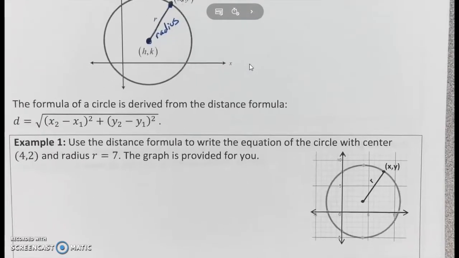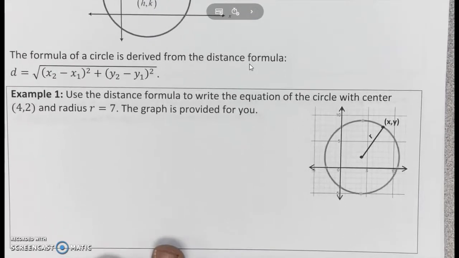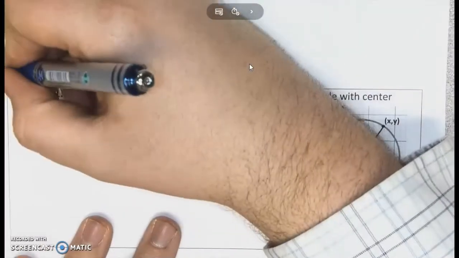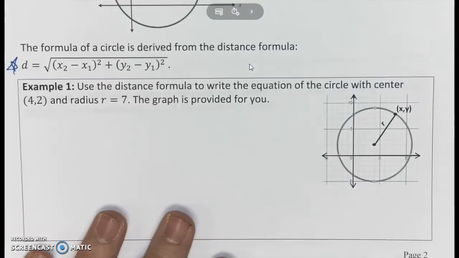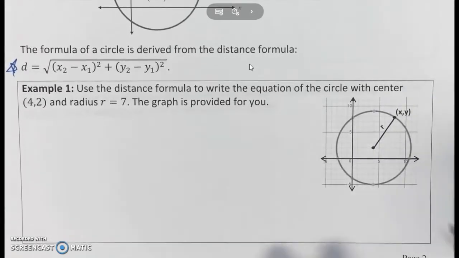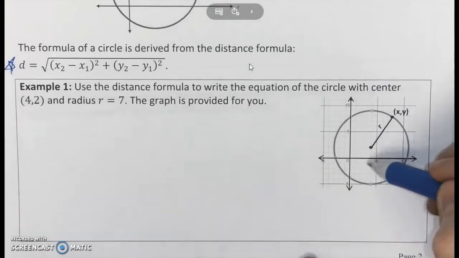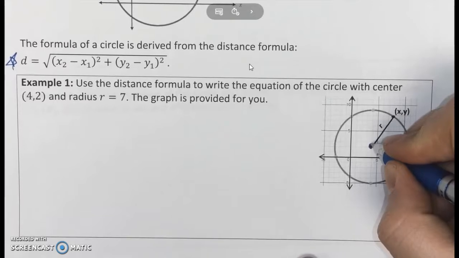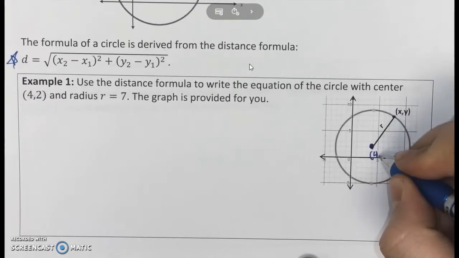So the distance formula, we're going to use that to help us derive the equation of a circle. In this example, they tell you to use the distance formula, which is given to you here, to write the equation of the circle with center 4, 2, and radius r equals 7. So you need to refer to the graph that they gave you. Here, it looks like this is definitely the center. If you go right 4 up 2, you are at the center of the circle. So this is the point 4 comma 2.